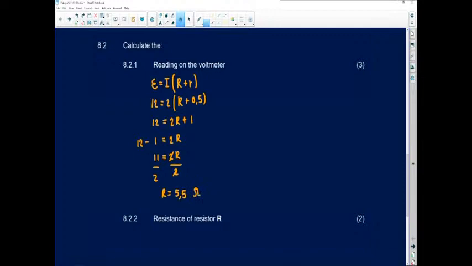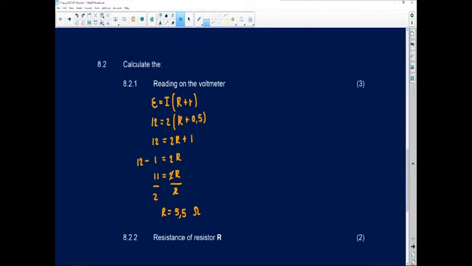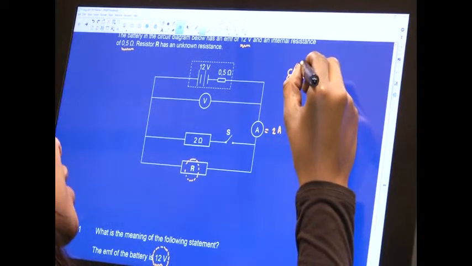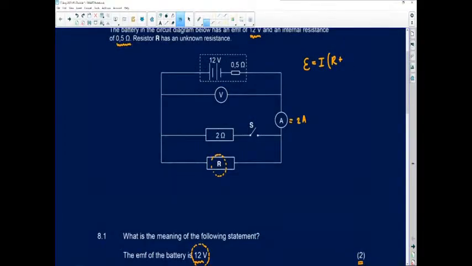Now I just want to elaborate on something here. This R that we were looking for here is not the unknown R. The R that we found here is the R for the entire circuit. I just want to go back to the formula. Remember, it's I is equal to E, total current, total external resistance plus internal resistance. So this R means the sum of the 2 ohm resistor and the unknown resistor. That's the R that we got of 5.5 ohms.